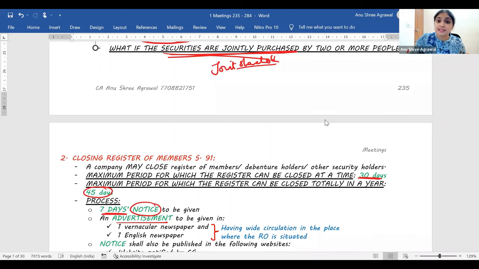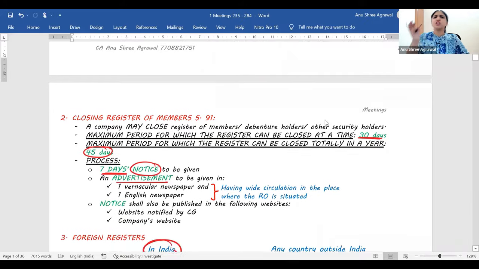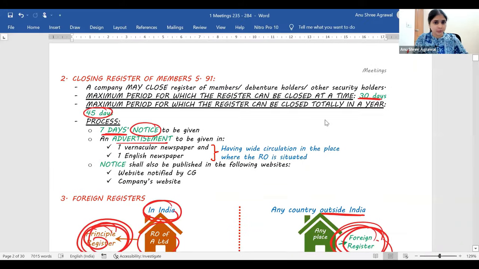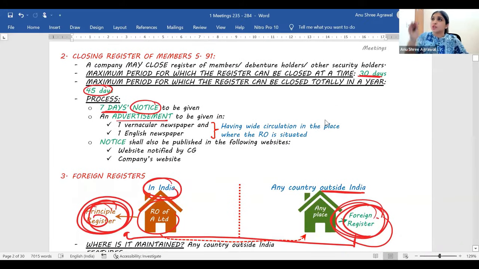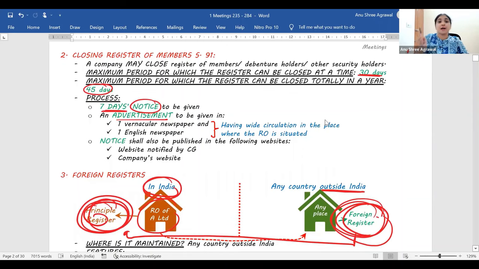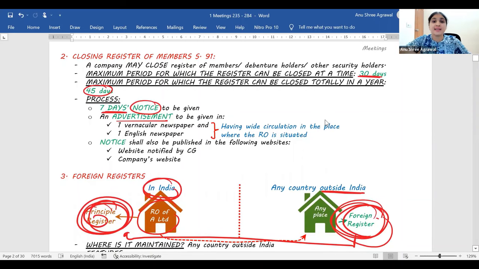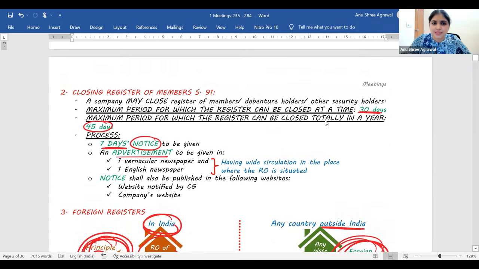Then we learned, in case there are joint shareholders, all the joint shareholders' names have to enter into the register. In what sequence? Whose name should come first? Whose name should come second? That the shareholders can decide amongst themselves and inform the company. By the way, I have a question.